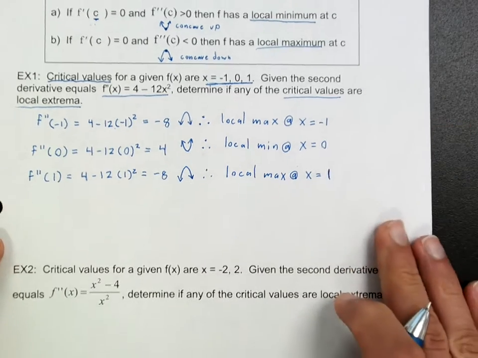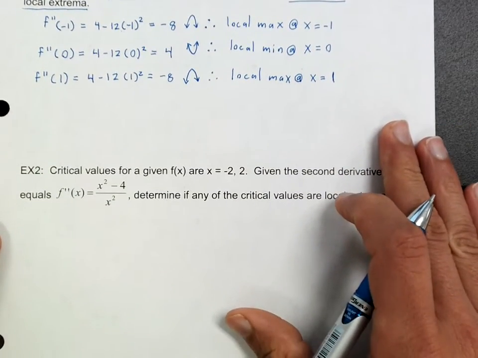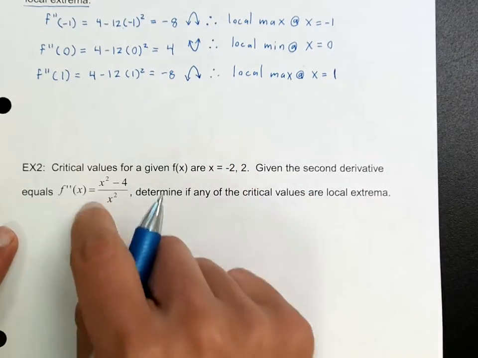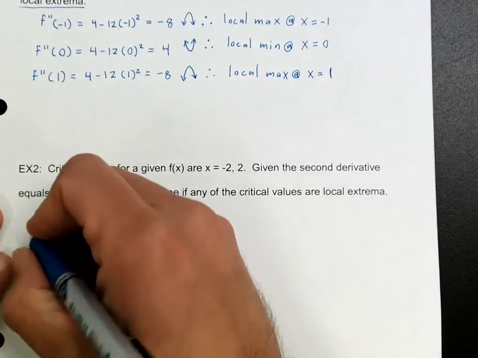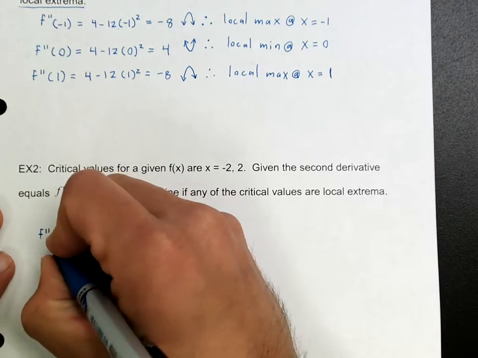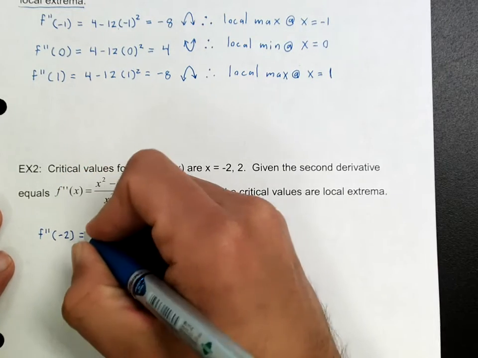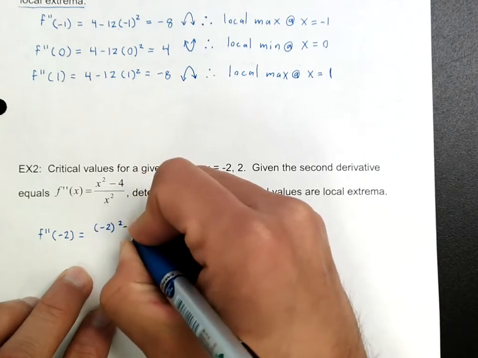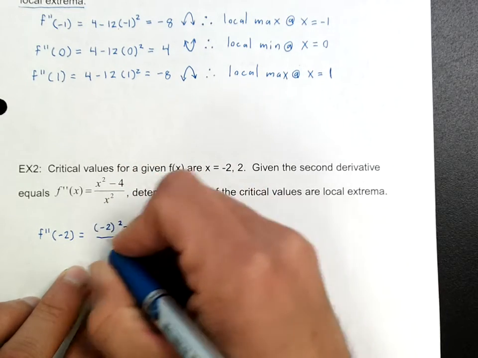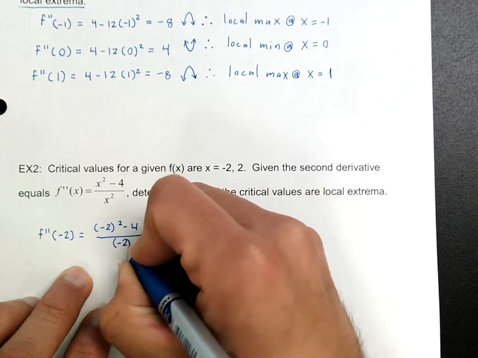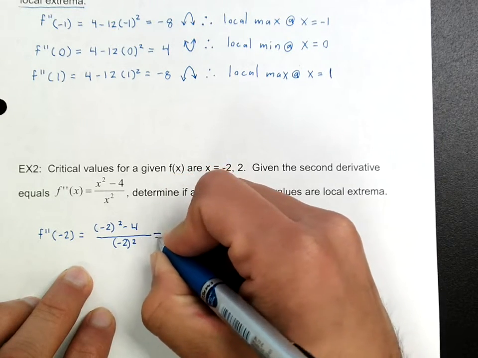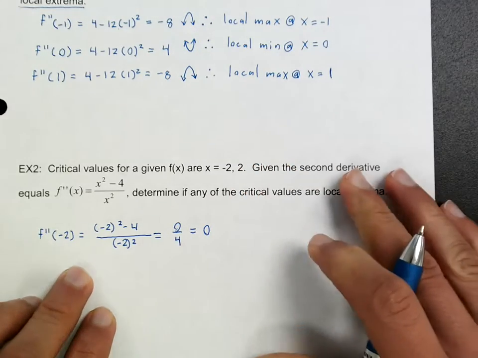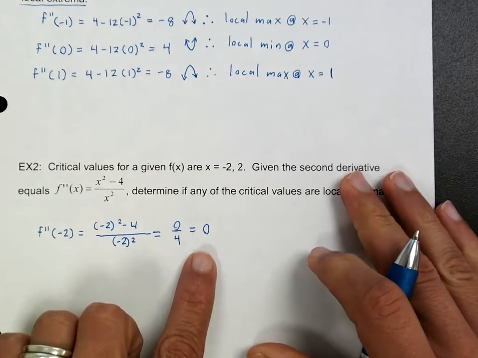All right, so let's look at example 2. It's very similar to the last one. We're going to plug these critical values into the second derivative, and then figure out if that's going to be positive or negative. So in this one, I get that this is equal to 0, right?